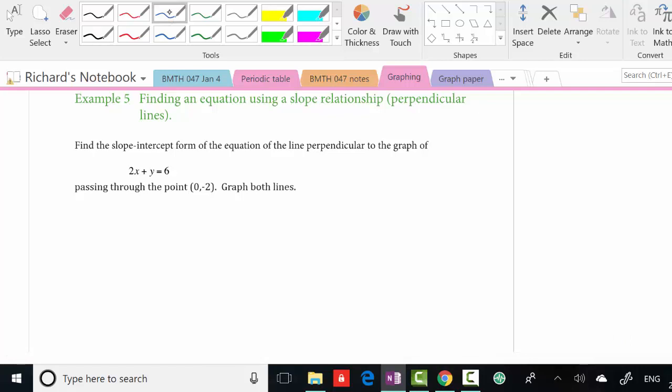Okay, next, example 5 is finding an equation using a slope relationship for perpendicular lines. Now the key here is if you have two lines and the lines are perpendicular, their slopes, if you multiply them together, will be -1. So let me just demonstrate this. So here's equation number 1. I'm going to solve this equation for y and identify the slope.